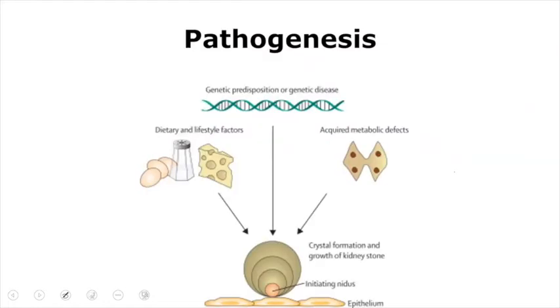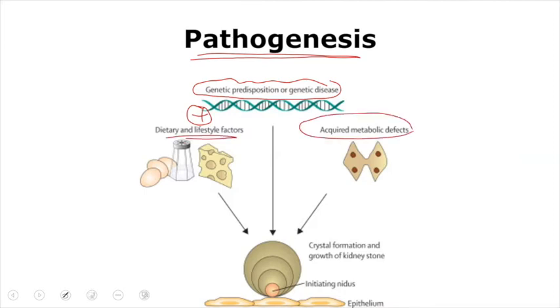So we can see in the pathogenesis that we will be discussing several predisposing factors, such as the genetic basis of disease, in the subsequent topics on the different stones in this video. Along with that, some lifestyle factors and dietary factors, with some acquired metabolic defects, will all contribute to the formation of an initiating nidus. And around the nidus there will be deposition of the stone in the urinary tract, and that will manifest as nephrolithiasis.